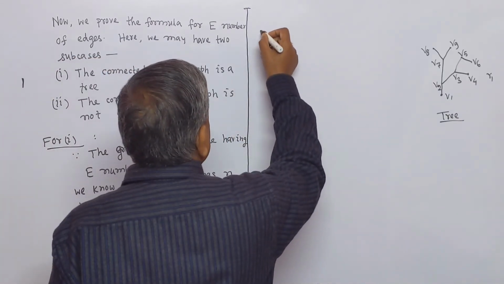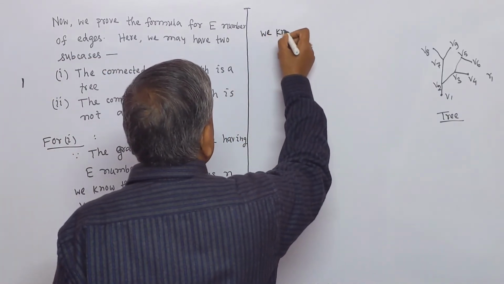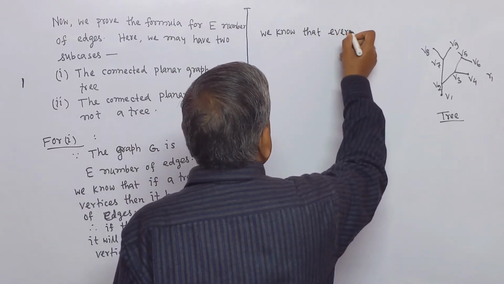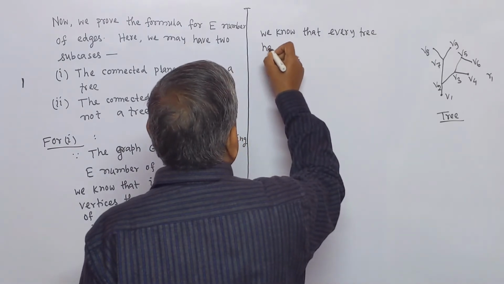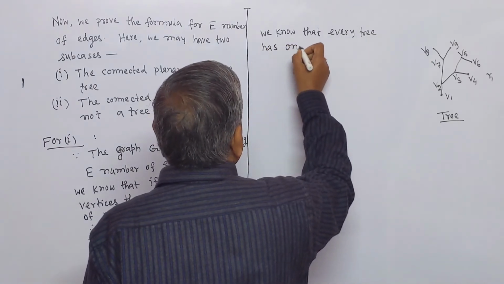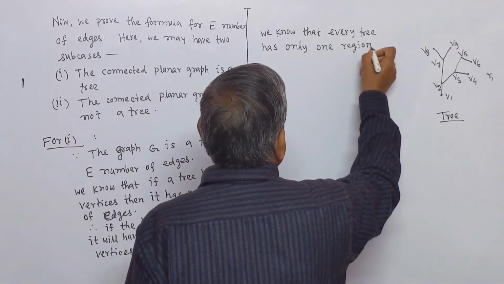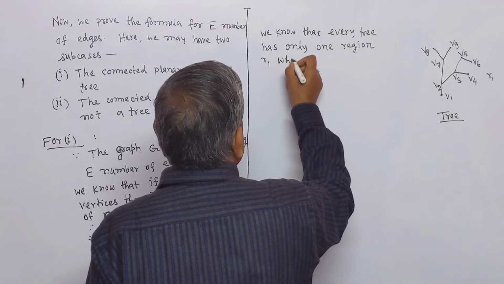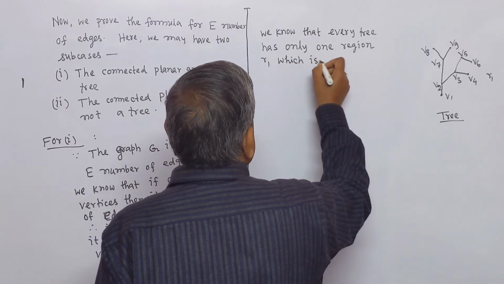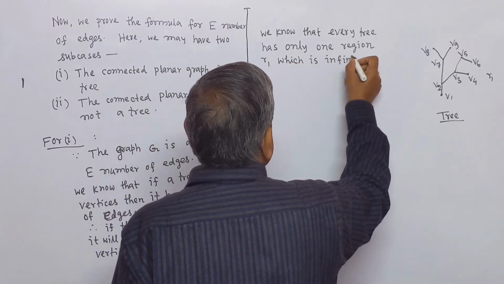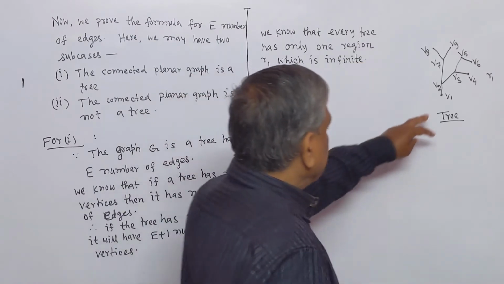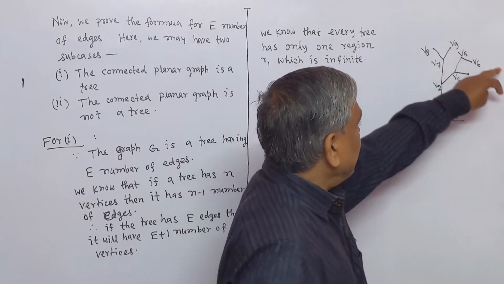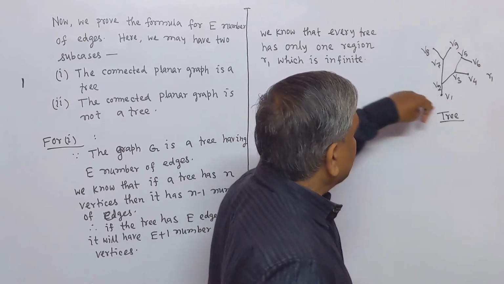We know that every tree has only one region, R1, which is infinite. Here we see this is a tree. We see that here only one region R1, that is infinite.